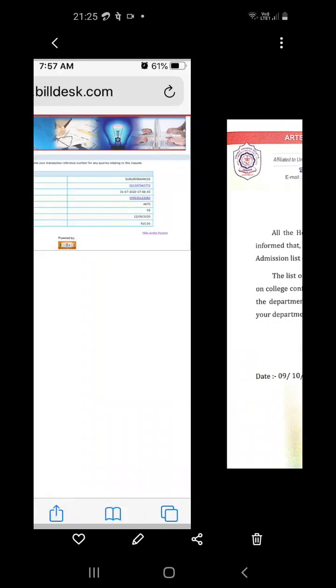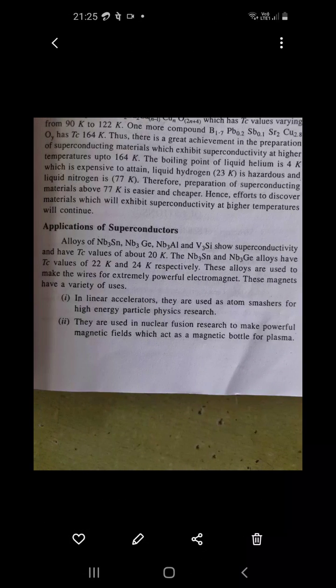Okay. Now, applications of superconductors. They have very useful applications in day-to-day life, as I said earlier also. In linear accelerators, they are used as atom smashers. High energy particles are used in physics research. They are used in nuclear fusion research to make powerful magnetic fields which act as a magnetic bottle for plasma.